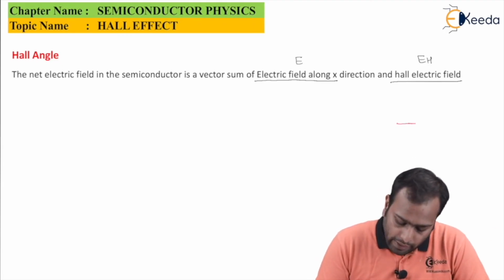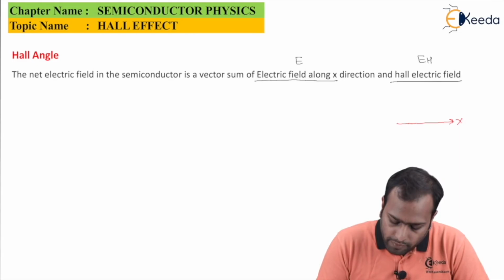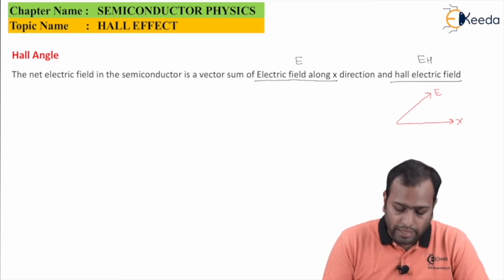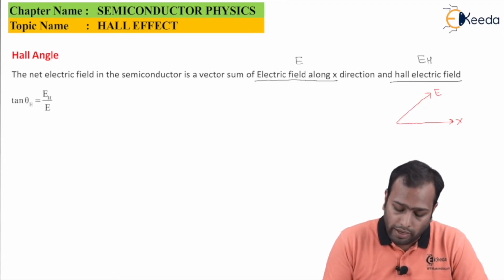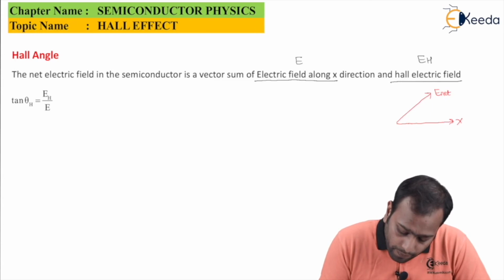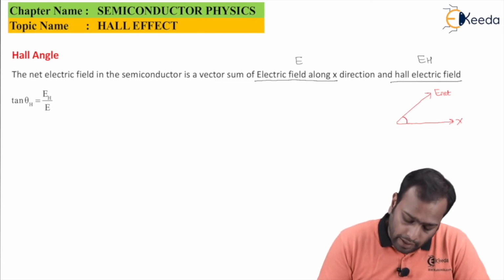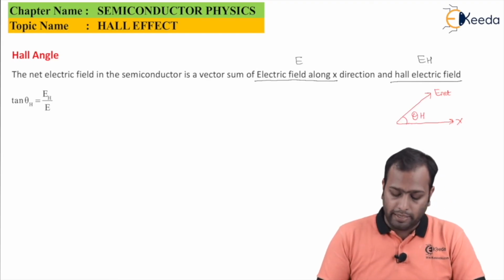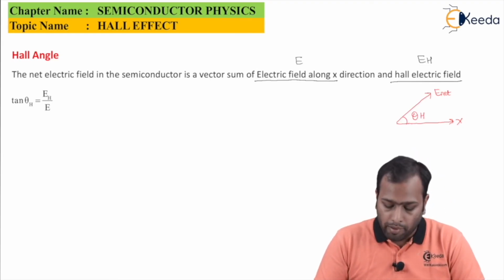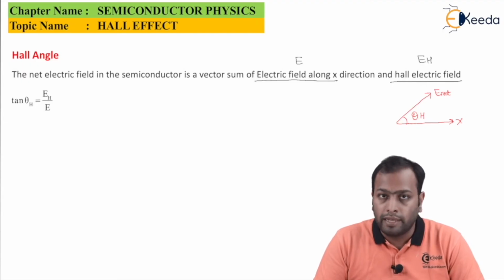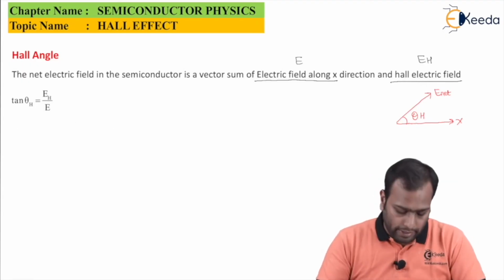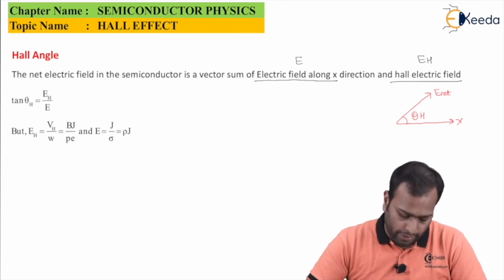So we can say if this is the x direction and this is the net electric field, which is the resultant of the field along the x direction and the Hall electric field, this is E net, and this is the angle theta_H. So basically theta_H is the angle which E net makes with the x axis. So we can say that tan theta_H is nothing but E_H by E.